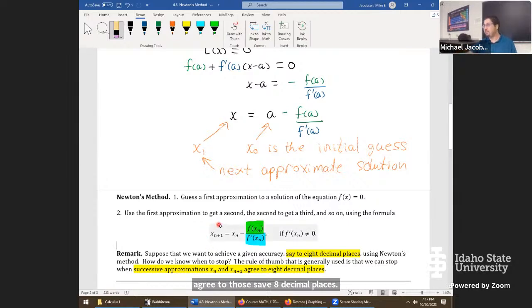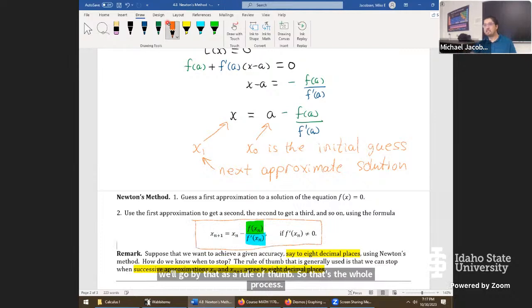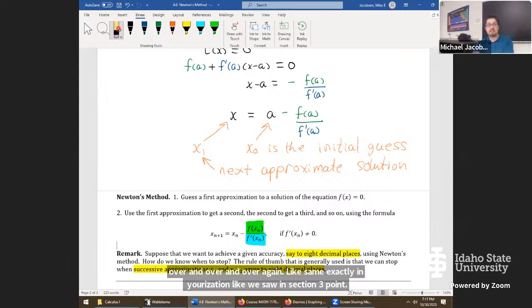So that's the whole process. Really, it's just right here. This is linearization over and over and over again, the same exact linearization like we saw in section 3.10, I believe, a while ago already.